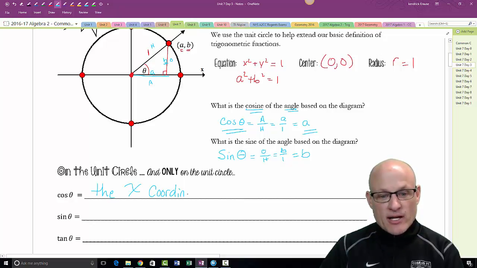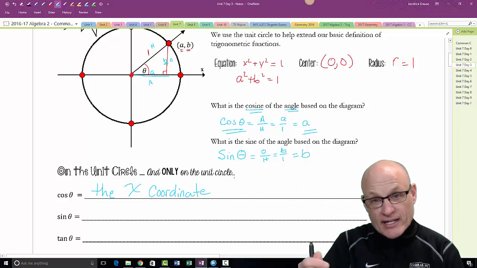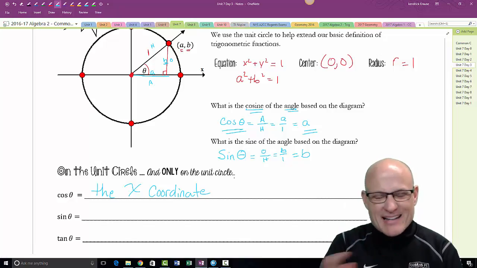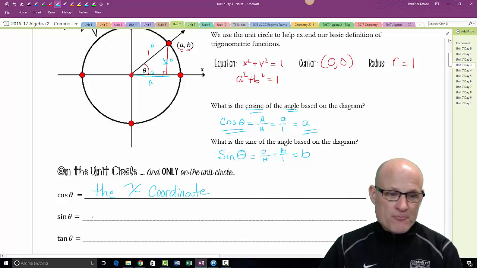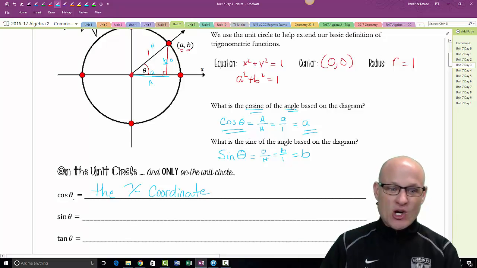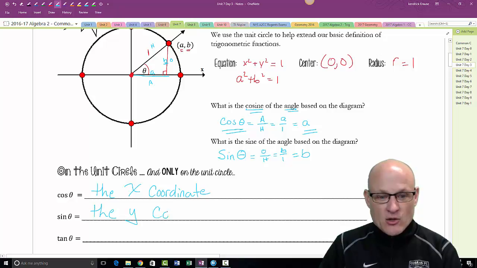Remember, yesterday when we were talking about where things are positive and where things are negative, I said I want you to remember cosine is positive where x is positive. Sine is positive where y is positive. Well, when we're working with the unit circle, we can even take that a step further and say that cosine is equal to whatever the x coordinate is. Sine is equal to the y coordinate.